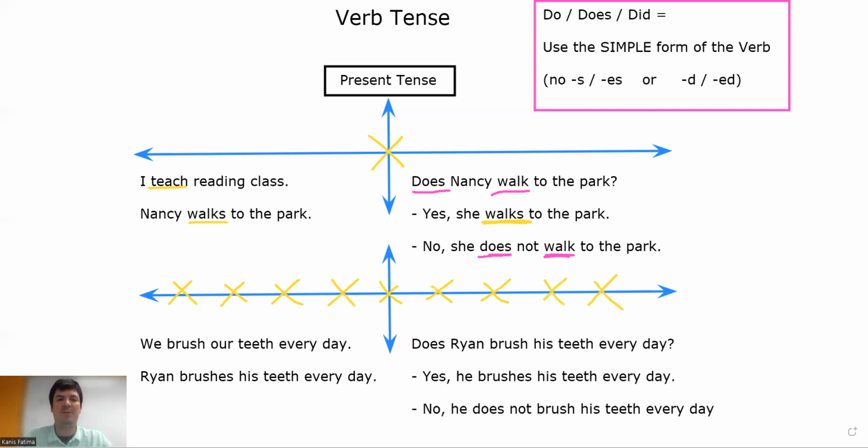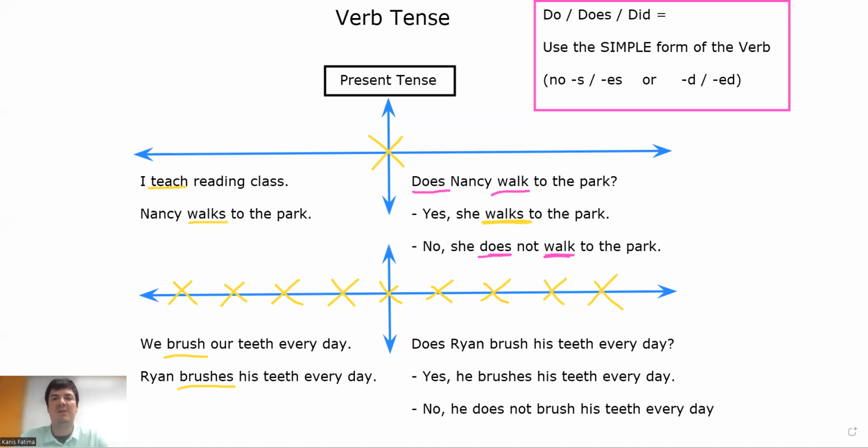So for example, we brush our teeth every day. I brushed my teeth yesterday. I brushed my teeth today. I will brush my teeth tomorrow. Another example, Ryan brushes his teeth every day. Ryan brushed his teeth yesterday. He'll brush his teeth today. He will brush his teeth tomorrow. Again, we use present tense to describe continuous, regular behavior.